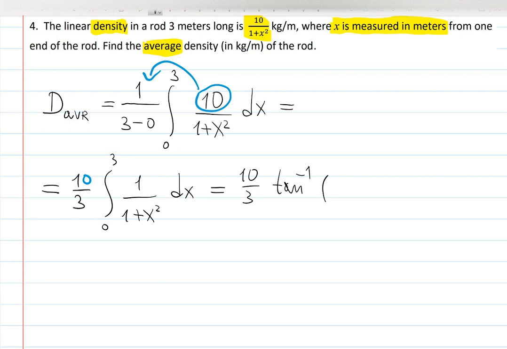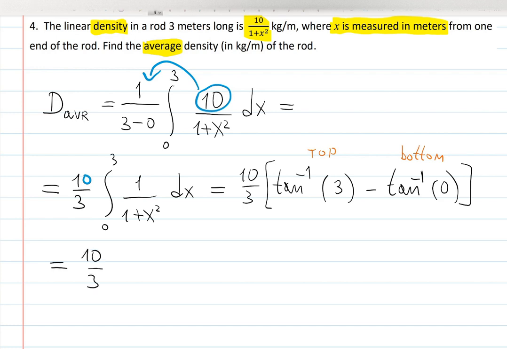Look, I'm gonna skip the whole step. Arctangent 3, and I'll put brackets, minus arctangent of 0. Top minus the bottom. Skipping the step here. Top minus the bottom. Nice. Okay, I know that arctangent of 0 is 0. Can you think why while I'm writing? So the answer will be just 10/3 arctangent of 3.